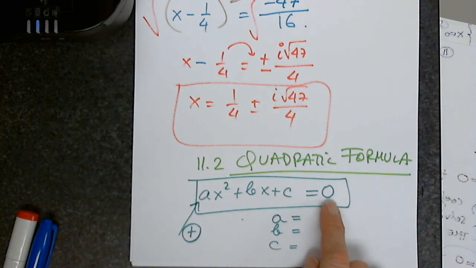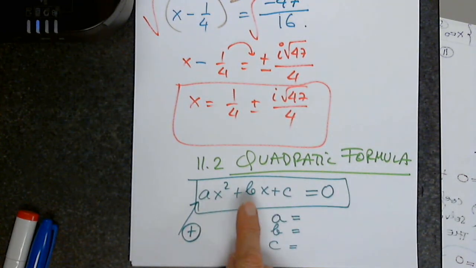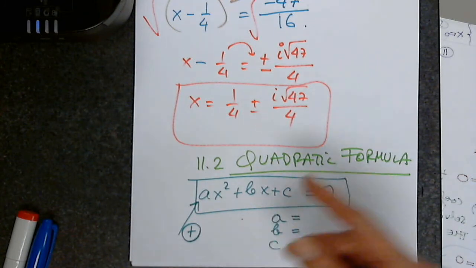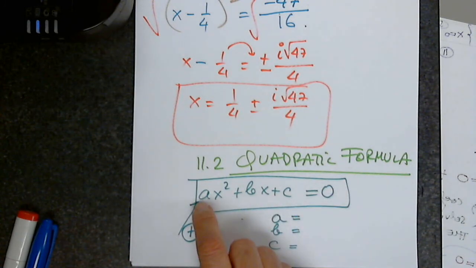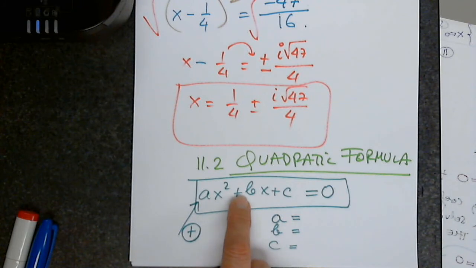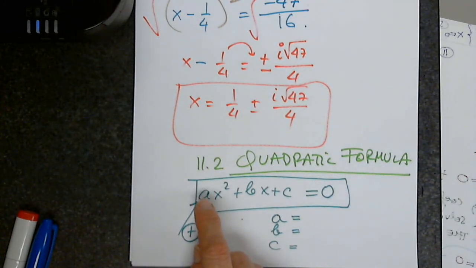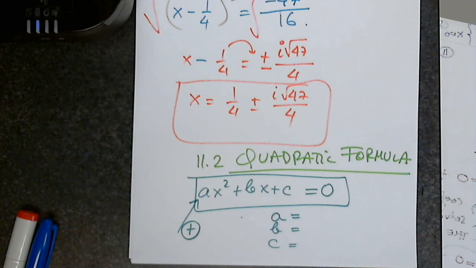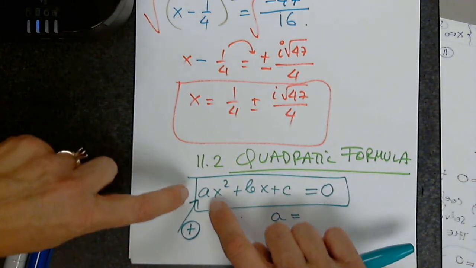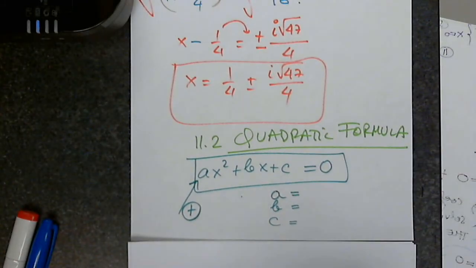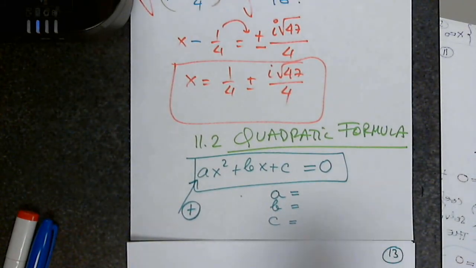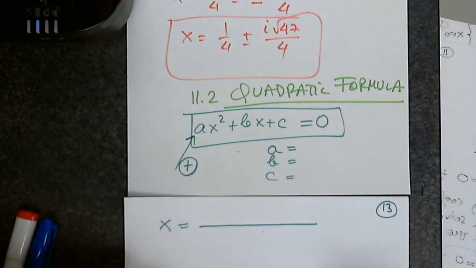I have to have 0 on one side, because otherwise I will not correctly identify A, B, and C if I have C on the other side or BX on the other side. And the numbers are taken with the signs in front. Also, I make sure that the leading coefficient is positive because it's easier to apply the quadratic formula when the leading coefficient is positive. Okay, then having performed all those steps, I have the quadratic formula that we should remember.